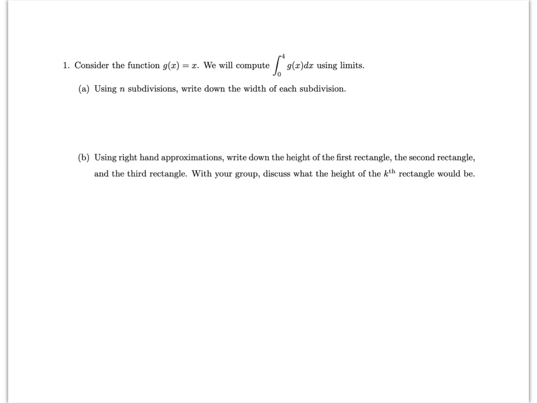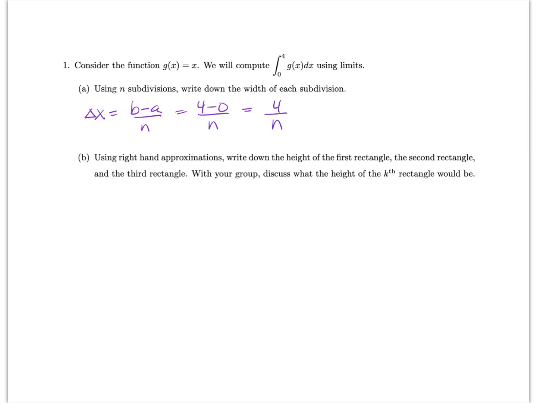Consider the function g of x equals x. We're going to compute the integral from 0 to 4 of g of x dx using limits, the limit definition of the integral. So we're going to use n subdivisions. So I need to write down the width of each subdivision. That's my delta x. And that's always b minus a over n. And in this case, my a and my b are 0 and 4. So this is going to be 4 minus 0 over n, or 4 over n.